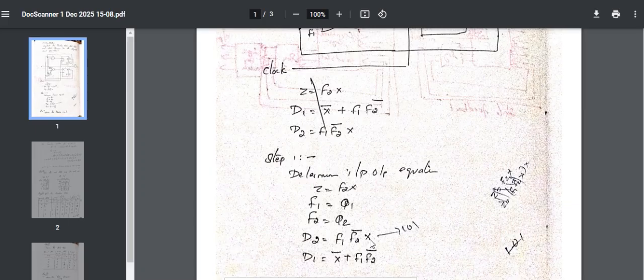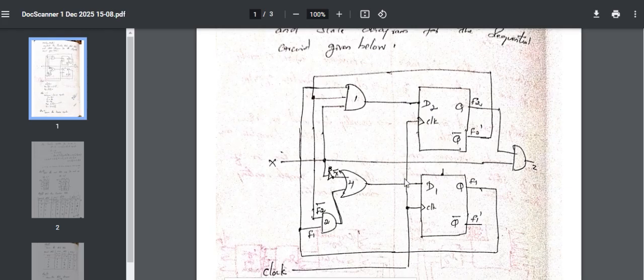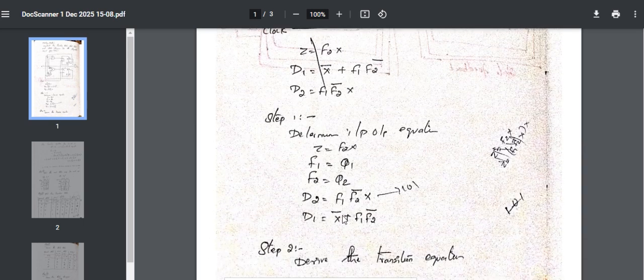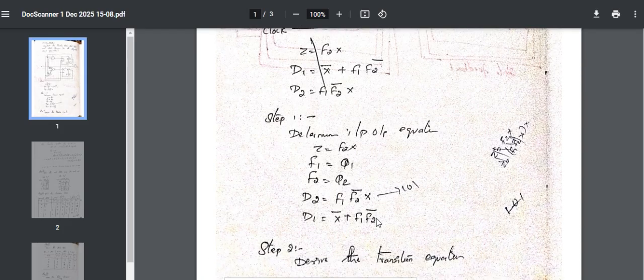Now D1 equals X bar plus F1 F2 bar. This is again from the diagram. Where is this D1? D1 is connected to an OR gate which is adding X bar plus F2 bar F1. So this equation, X bar plus F1 F2 bar, we got from the diagram above. Step 1 is over. We found the input and output equations.